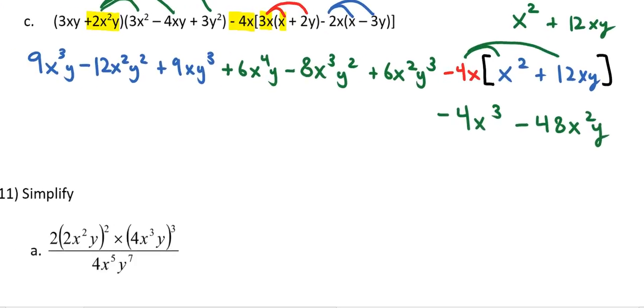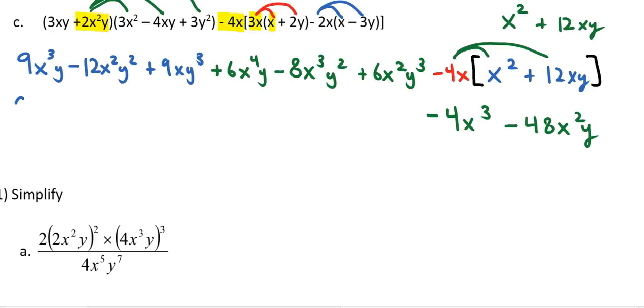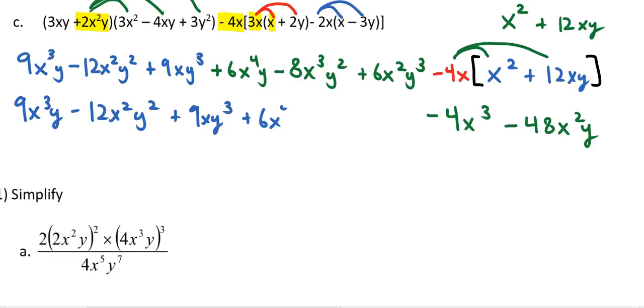Okay, and then after that, I guess I will write all these blue steps down again. 9x cubed y minus 12x squared y squared plus 9xy cubed plus 6x to the 4y minus 8x cubed y squared plus 6x squared y cubed. Okay, at this moment I don't see any obvious like terms right now, so I think we can leave our final answer like this. Okay, let's move on to the next question then.